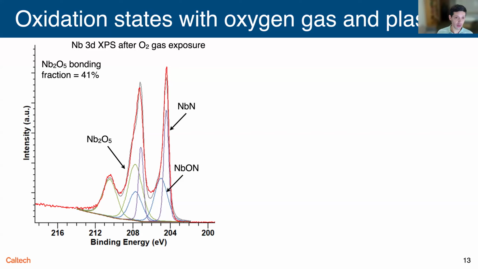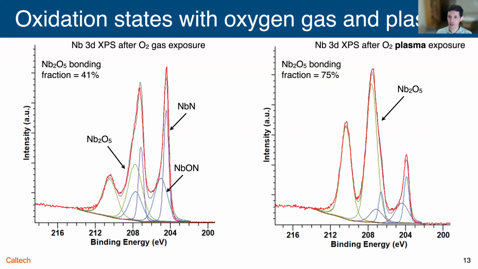Now, to get that higher, we can use a stronger oxidant, which tends to lead to higher oxidation state oxides. And a straightforward way to do that is using oxygen plasma exposures. And so when you do this and do the same characterization process, you see that the Nb2O5 fraction is now much greater at 75%. And so this gives us hope that with this different oxidant, we can achieve etching that is not terminating.